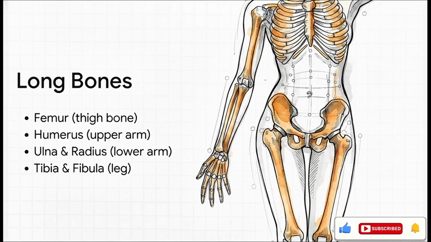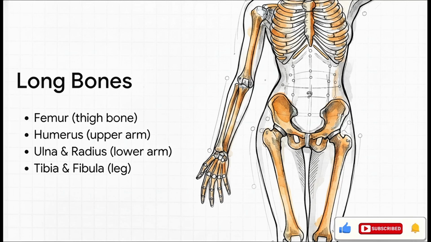Let's actually map these out on your own body. You've got your femur, which is your thigh bone. It's actually the longest and strongest bone in your entire body. Moving up to your arms, your upper arm bone is called the humerus. Right below your elbow, you have 2 lower arm bones, the ulna and the radius. And back down to your legs, below the knee, you've got the tibia and the fibula.